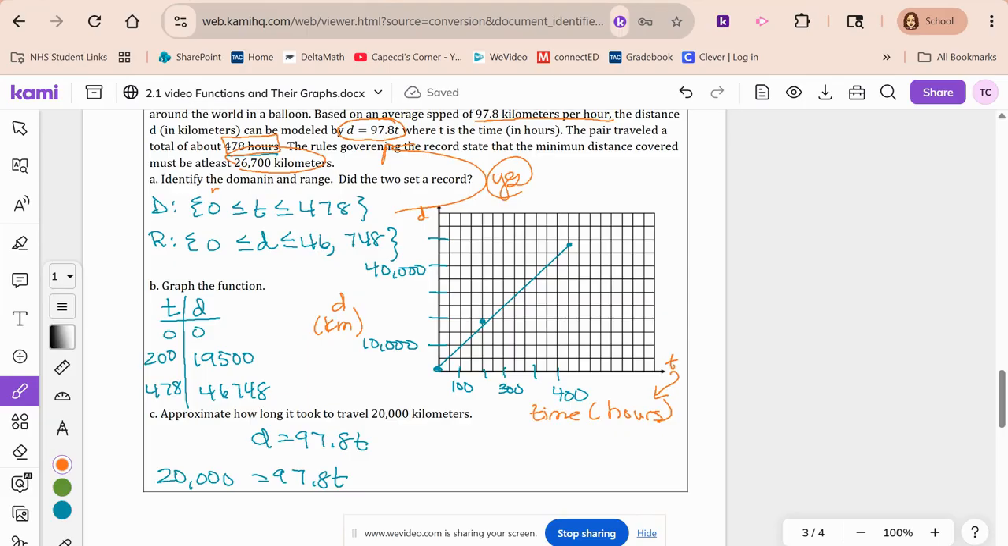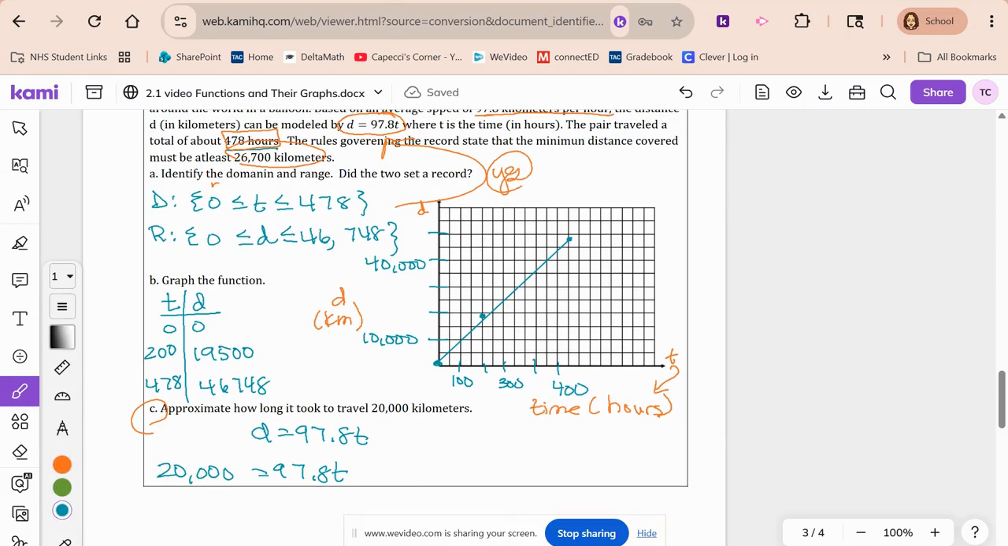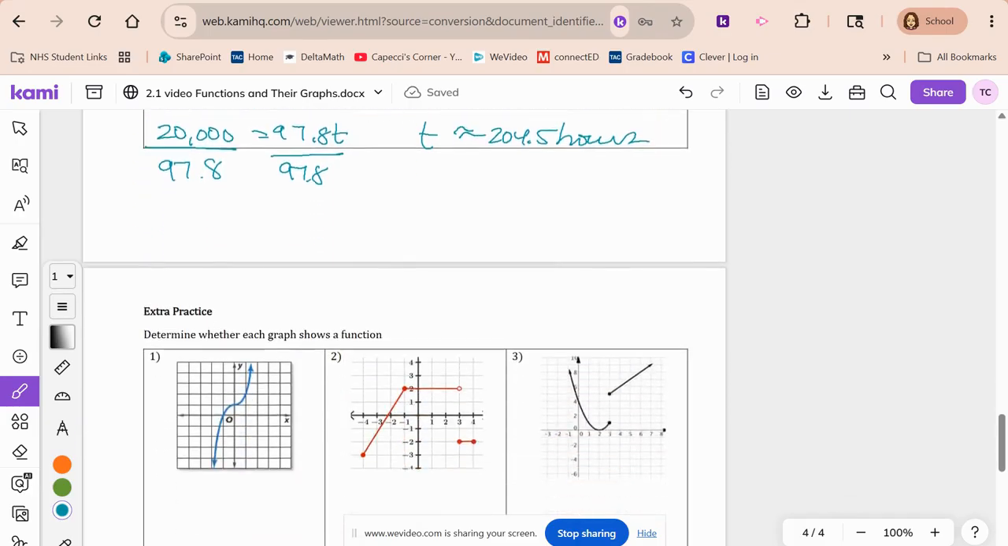Okay, now it says approximate for letter C, approximate how long it took them to travel 20,000 kilometers. So again, here's my formula. I substitute in my 20,000 for D, and we're looking for time. So I'm going to divide both sides by 97.8. And to travel that distance, it took about 204.5 hours to get that far.